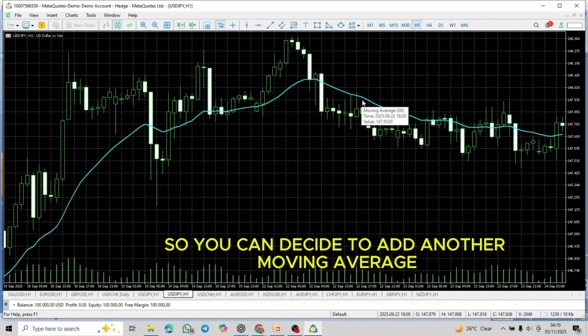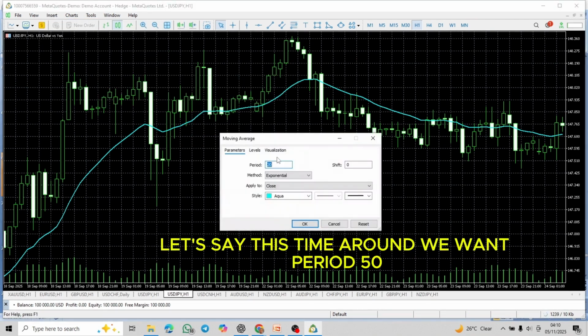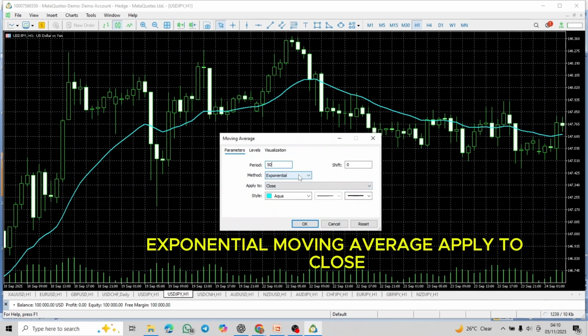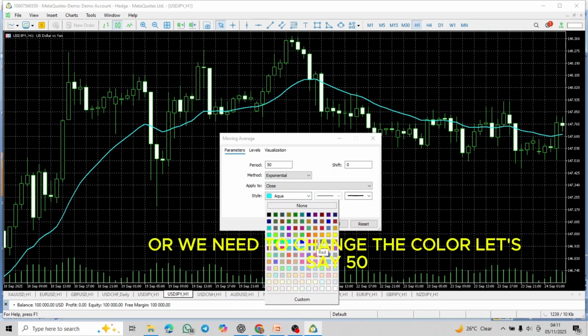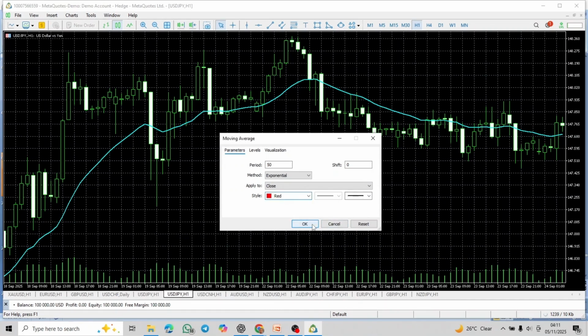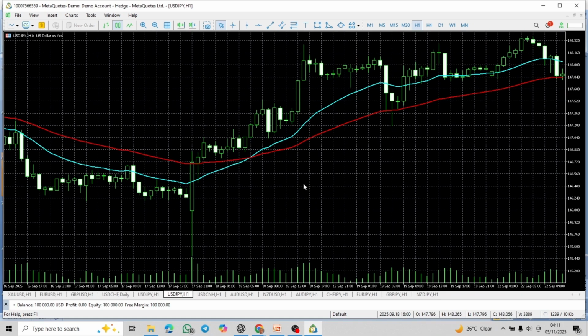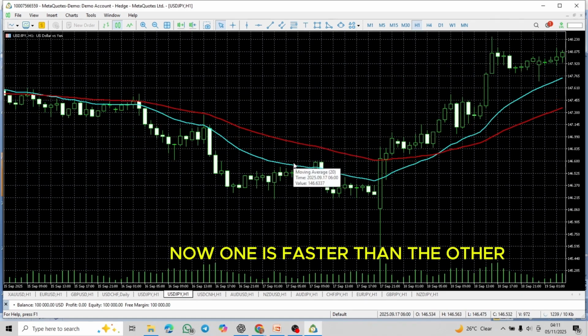You can decide to add another moving average. Let's say this time around we want period 50. Everything remaining the same, exponential moving average, apply to close. Then we need to change the color. Let's say 50, and then we say okay. Now 50 and 20 are on the chart.